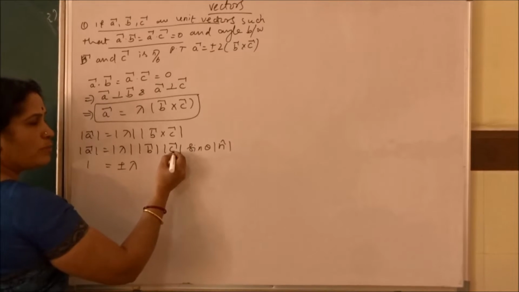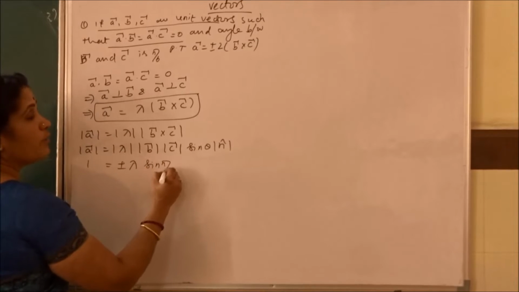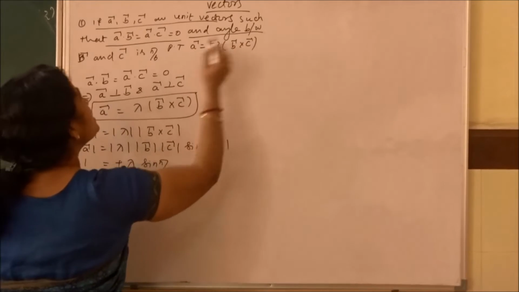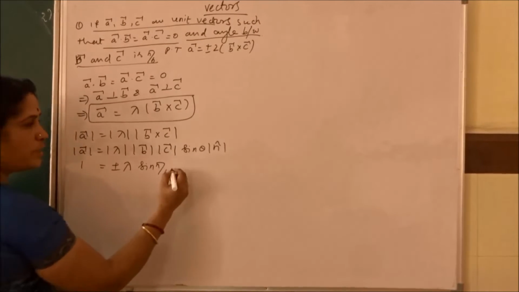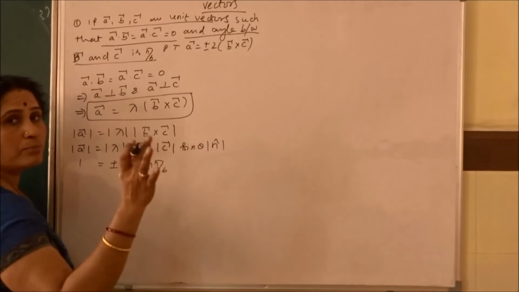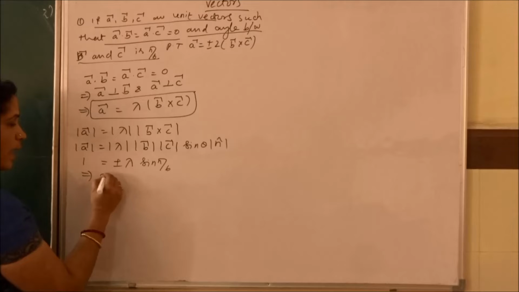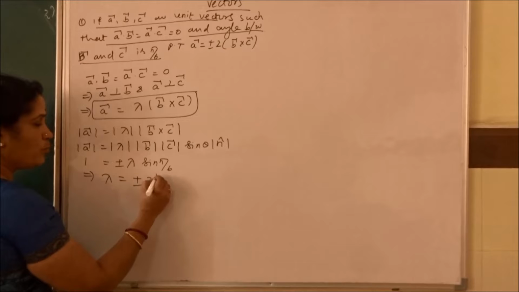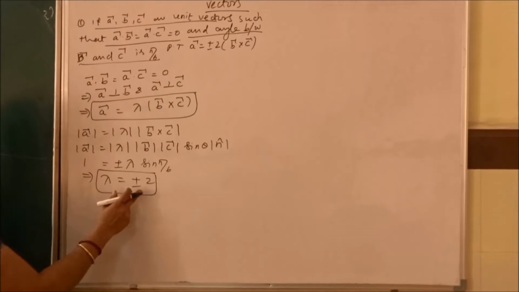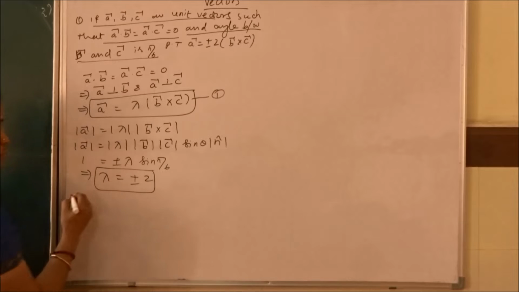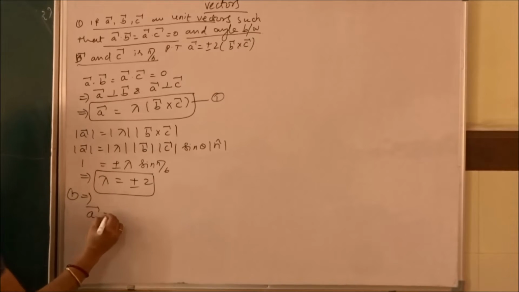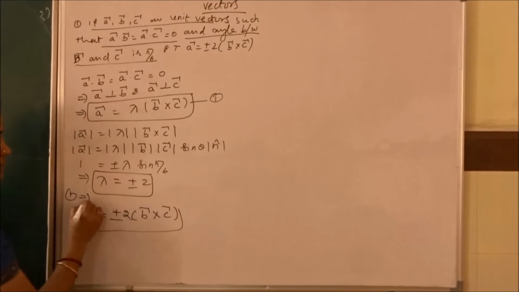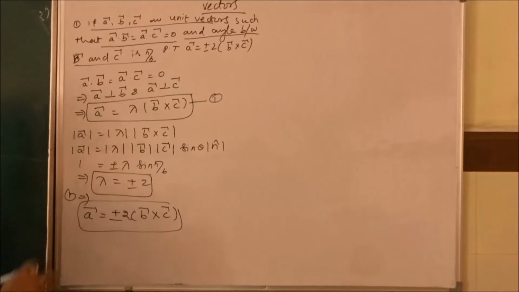This becomes 1, this becomes 1, and theta is the angle between B and C, which is given as pi by 6. So sin pi by 6, and magnitude of n cap becomes 1. Now this implies lambda equal to sin pi by 6, which becomes 1 upon 2. The 1 upon 2 comes to this side, so what is the value of lambda? Plus or minus 2. Therefore, this is equation 1: A vector equal to plus or minus 2 into B vector cross C vector. That is what they are asking us to prove. Clear? This is one of the most important questions.